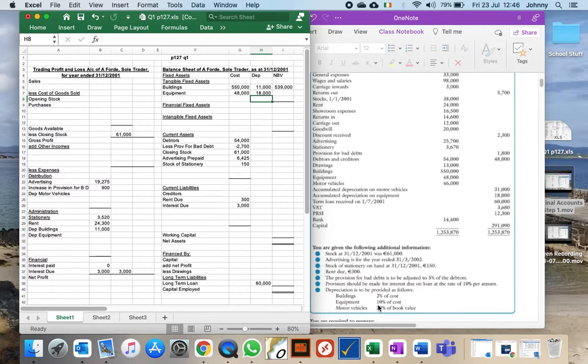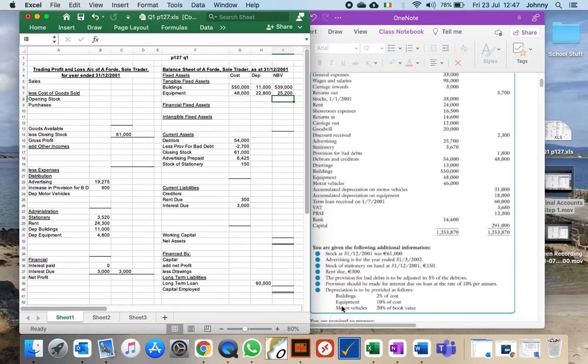So equipment is 10% of cost, so the expense for this year is going to be the 48 grand, the cost of it, times 10%. So that 4.8 is going to be added on to the 18 grand. So the 18 grand that we had up to this year, plus the 4.8 from this year. Okay, now let's just check. Yeah, that's right. Okay, so that's the figure we have for depreciation. So now we can work out net book value. So we'll subtract those two numbers.